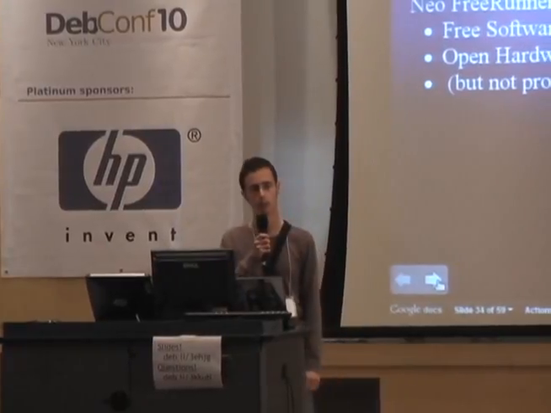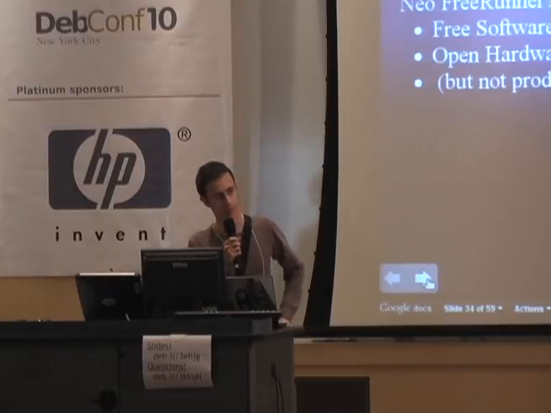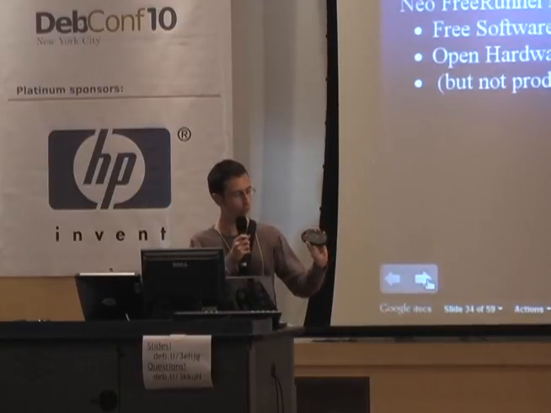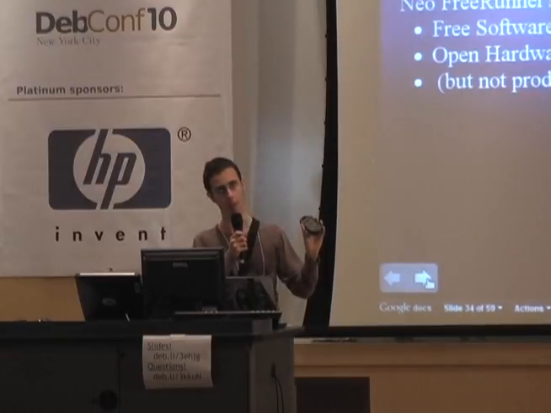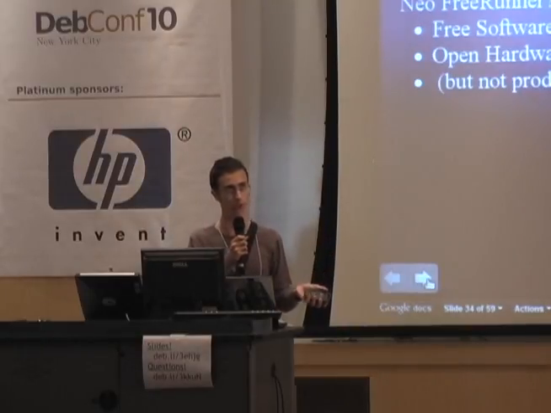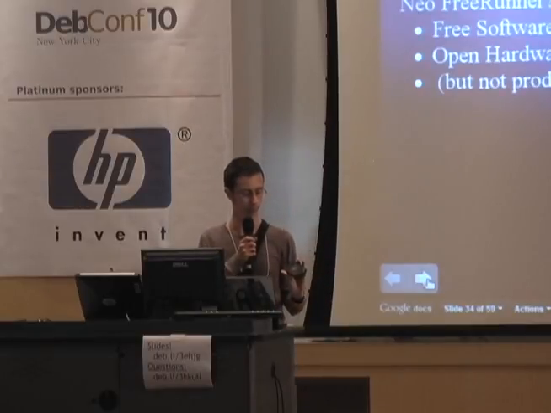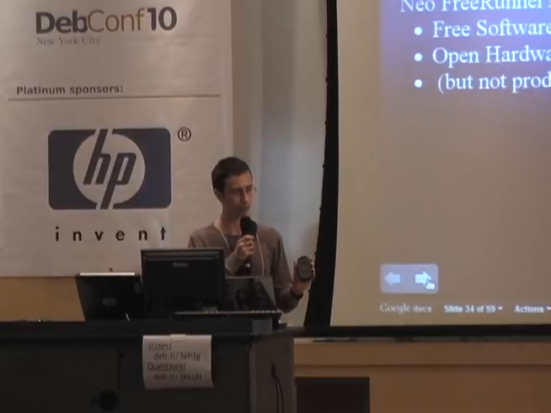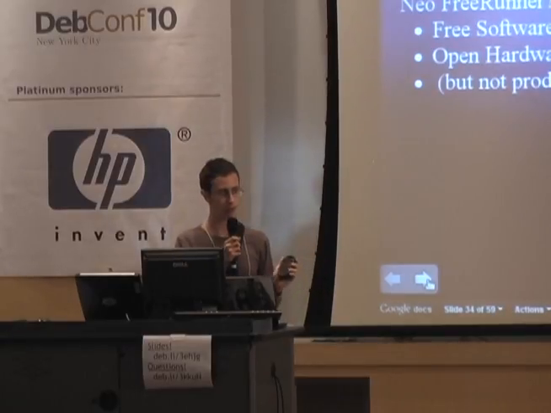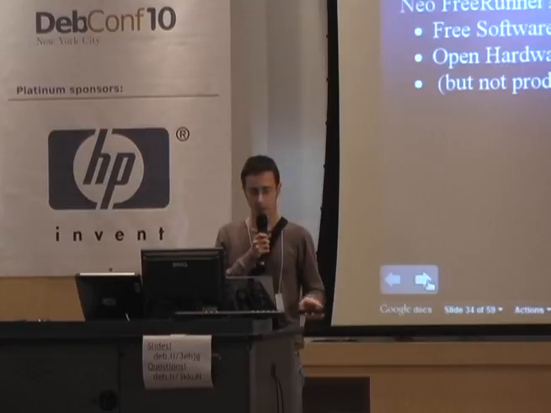Hi, I'm working on porting Debian installer to the Neo Freerunner. Neo Freerunner is a phone with only free software and almost only open hardware. You have, for instance, a GSM chip that is completely closed, but the driver is free software. There is the Glamo chip too. The documentation is not available, but the driver itself is free software. Unfortunately, it's not produced anymore.